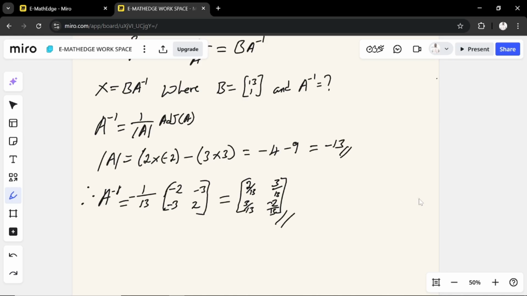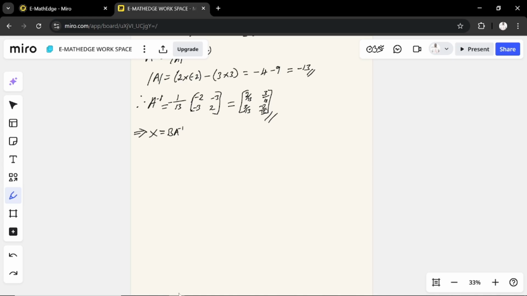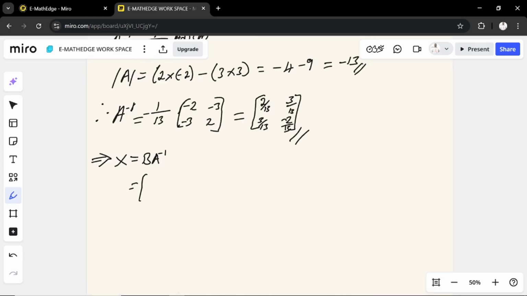So the next thing we are going to do is to substitute the matrix B and the inverse of matrix A, which we just obtained, into this formula so that we can obtain the matrix X. So let's go ahead and multiply matrix B and the inverse of A. Matrix B, we have it to be 13 and 1, while we have the inverse of matrix A to be 2 all over 13, 3 all over 13, 3 all over 13, and negative 2 all over 13.